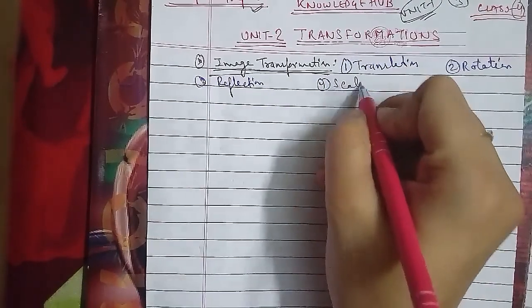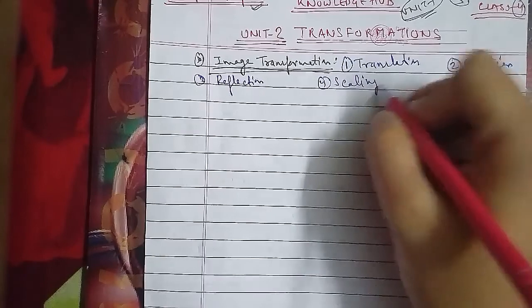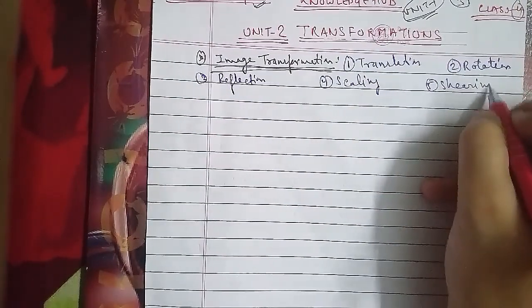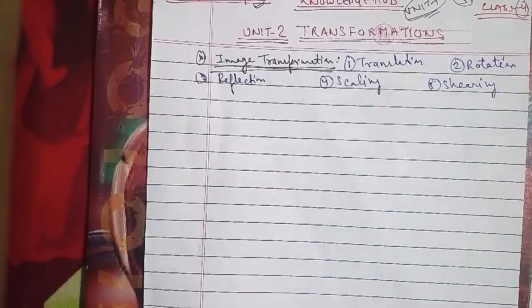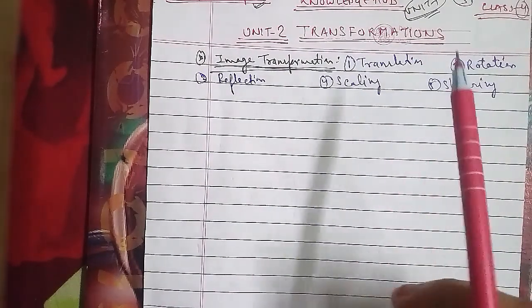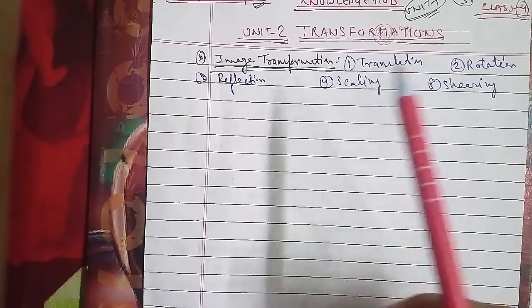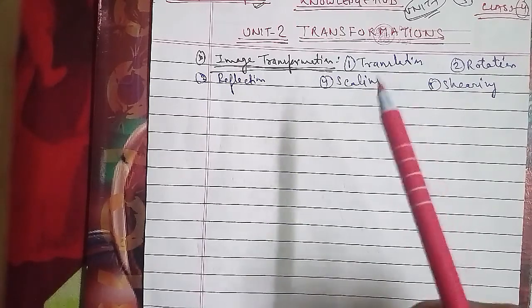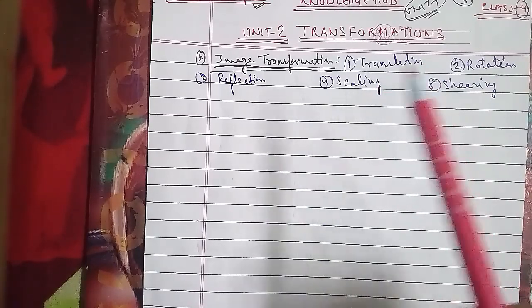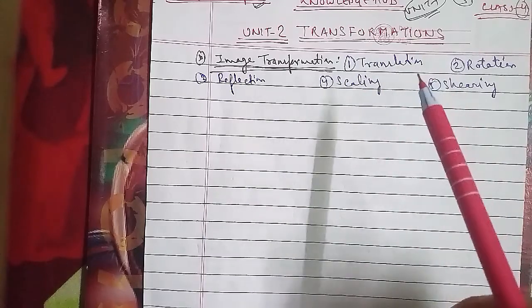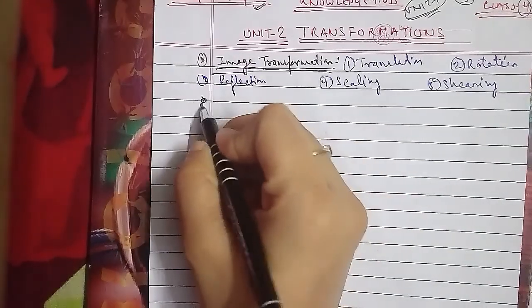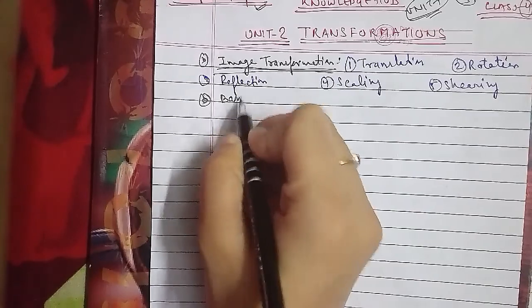The other question is: what are the basic transformations? Describe each with their matrix representation. So first we'll have to represent them in the form of matrix representation as well. The following are the various basic transformations. The first, as I told you, is translation, so we'll discuss that here.